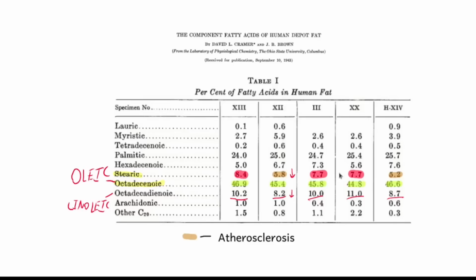The 3 in the pink that died of something else, their stearic acid is up around 8. These 2, their stearic acid is down below 6. Furthermore, they have lower linoleic acid. Most people's levels are between 10 and 11, and those 2 are down below 9.